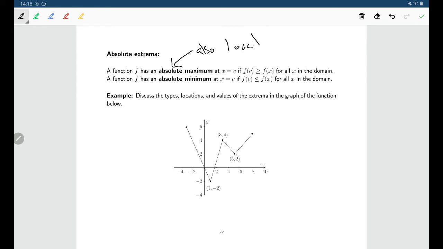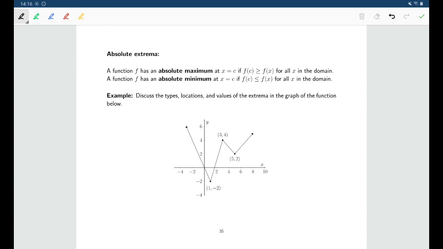If you're the largest y value out of all the y values, then you're also larger than everyone around you. So if you are the absolute maximum, you would also be a local maximum. Similarly, if you're the smallest y value of all, then you're also smaller than any y values that are near you. In other words, if you are an absolute minimum, you must also be a local minimum as well.